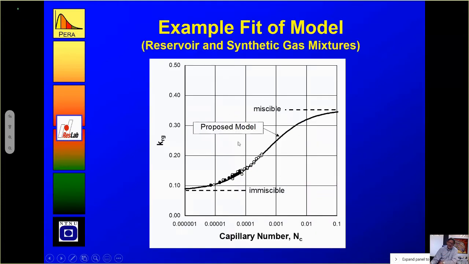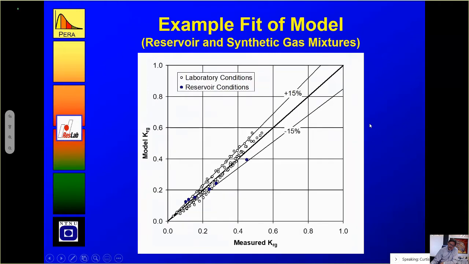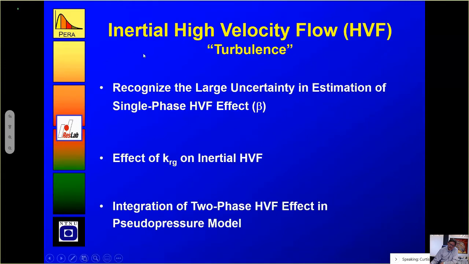This is an example fit of some of the measurements that were made for a constant KG-KO ratio using different fluid systems. This was the data from that North Sea near-critical fluid system. And then this inertial or high velocity flow, Forchheimer type extra pressure drop. Recognize the large uncertainty in estimation of the single phase. It's not easy to get the single phase beta term.